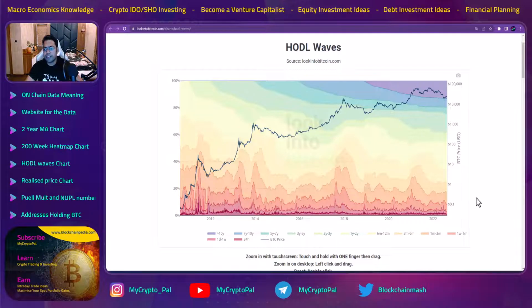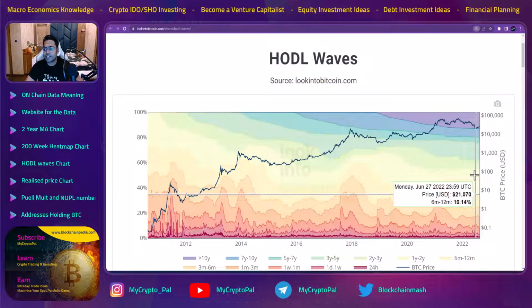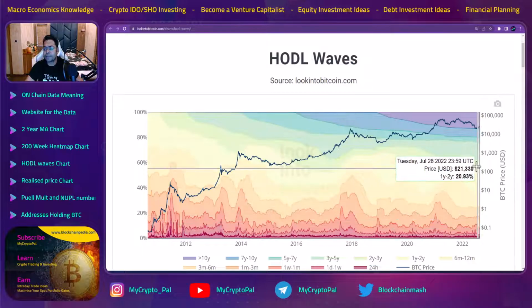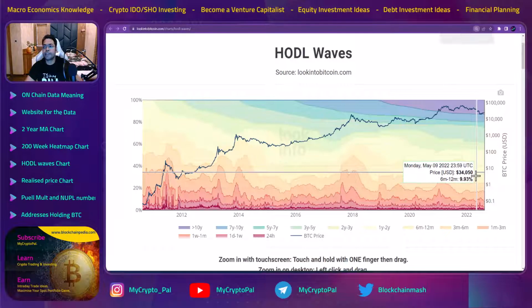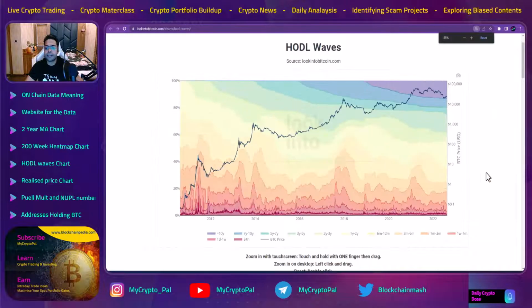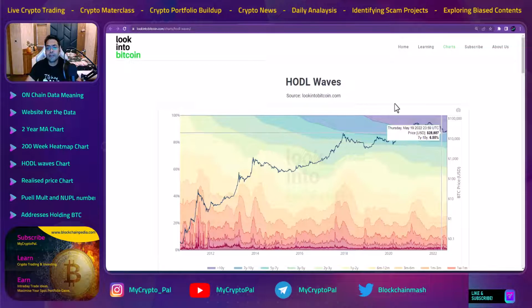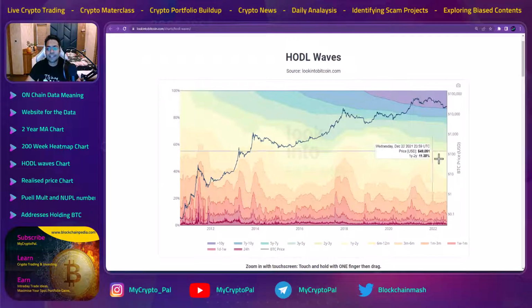If I zoom this in for you, then you can see that everything is pointing down now. So probably they're looking for a little bit of downside from here. But hey, this is the HODL waves, and you can only make something out of it.